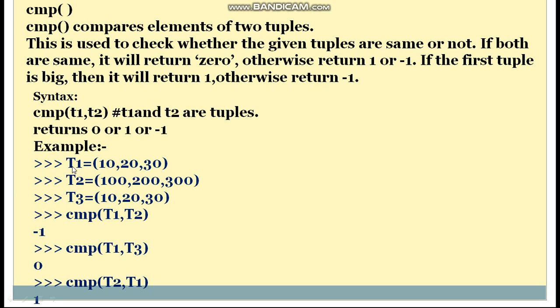Here is an example related to the topic. t1 is 10, 20, 30. t2 is 100, 200, 300. These are the elements of the tuples. t3, the third tuple, has the elements 10, 20 and 30. cmp(t1, t2): first we compare t1 and t2, it will return minus 1. Then cmp(t1, t3): both are the same, so it will return 0. cmp(t2, t1) will return 1.